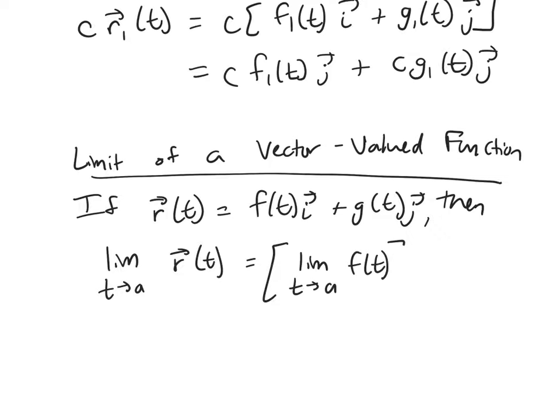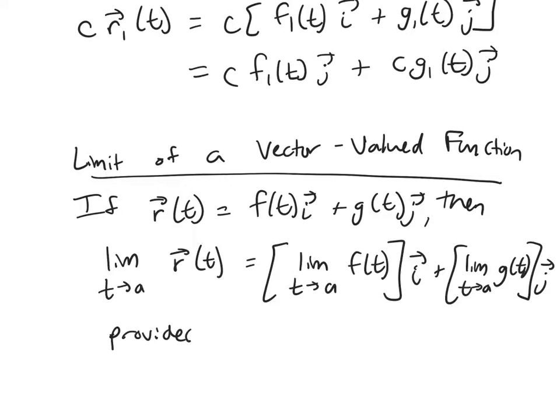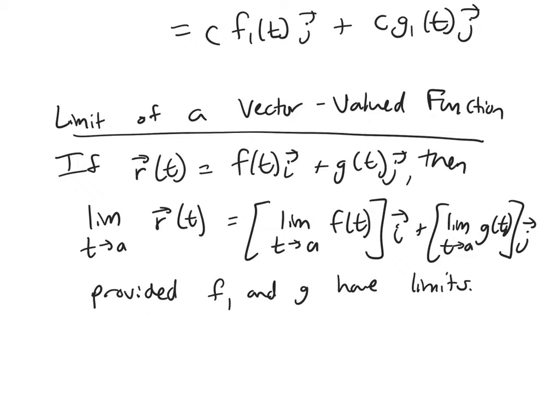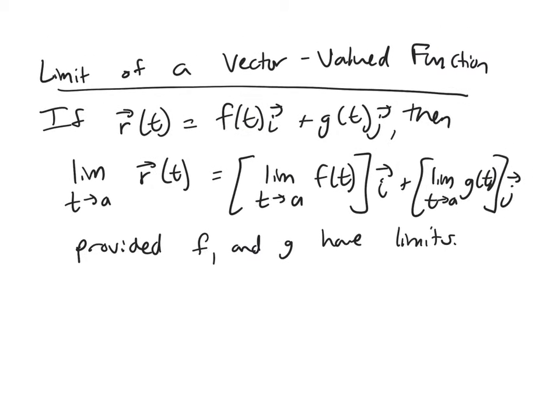So the limit of f(t) i plus the limit of g(t) j, provided f and g have limits. And again, you would have something similar if you had a k component. The limit would just be, you would have 3 limits instead of 2. Okay, so that's how we're going to talk about limits.